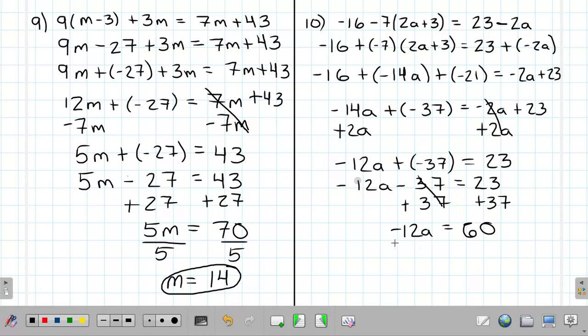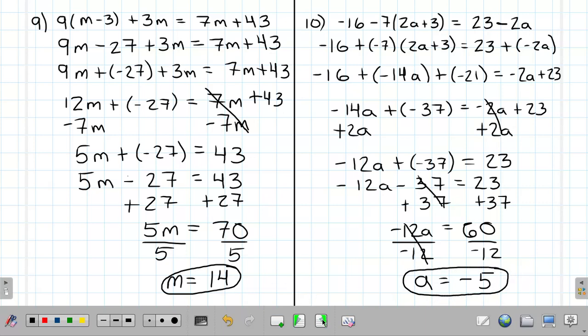And then the last step is let's divide by negative 12. So those go away, so we get a is equal to positive over a negative is a negative. 60 divided by 12, that one is on your times tables if you remember from 3rd or 4th grade. 60 divided by 12, that is 5. So the answer here is negative 5.